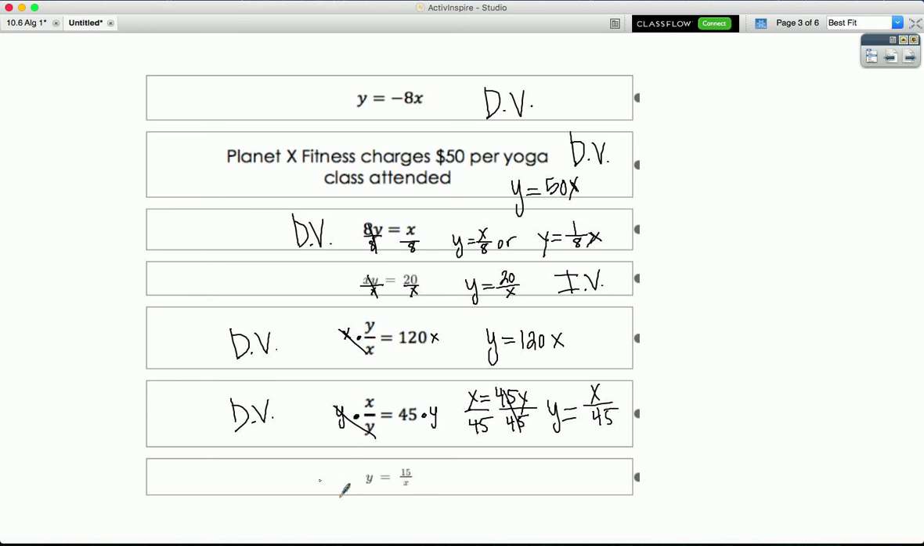And the last one is already solved for y. X is in the denominator, so this must be an inverse variation.